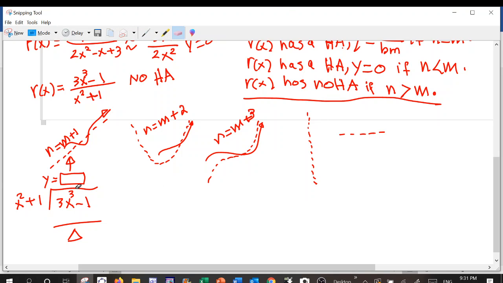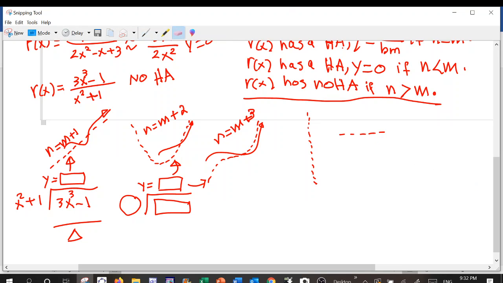And the same thing applies if n is 2 more than m. We divide the numerator by the denominator, whatever they are, and whatever we get here is the equation of that. The same is true here. So basically, to get the type of asymptote we have, we just divide the numerator by the denominator and take the quotient. y equals the quotient is the answer.